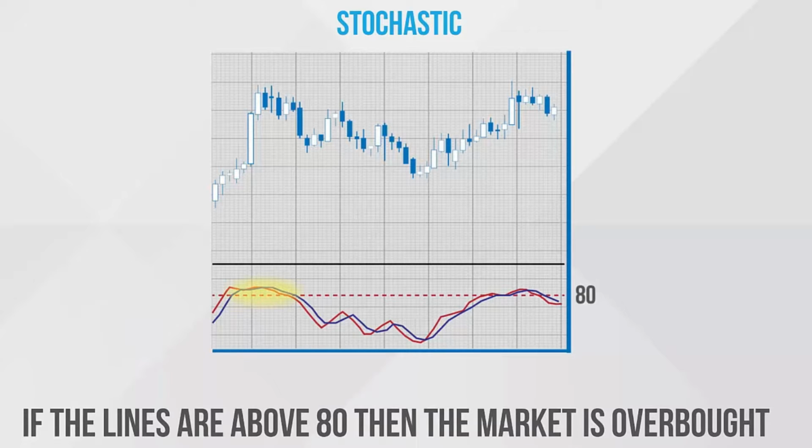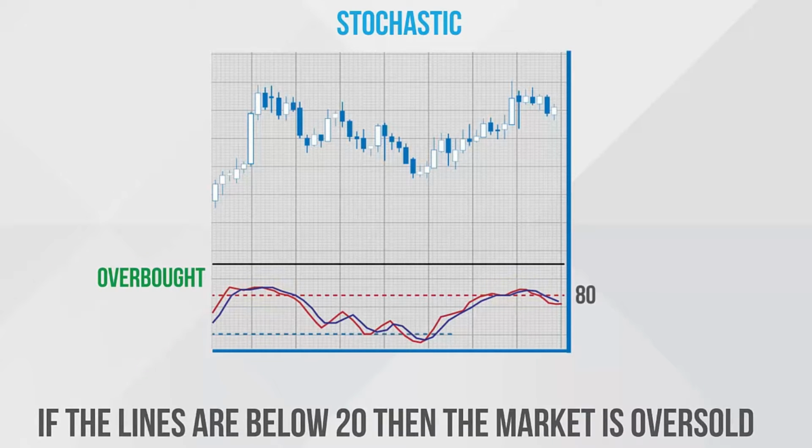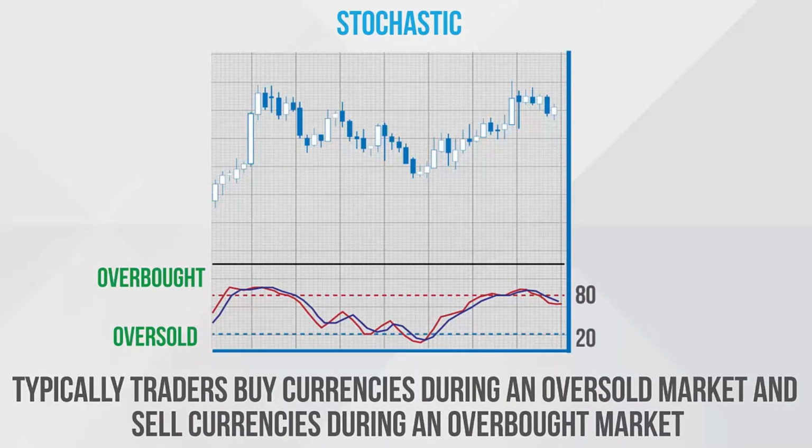If the lines are above 80, then the market is overbought. If the lines are below 20, the market is oversold. Typically, traders buy currencies during an oversold market and sell currencies during an overbought market.